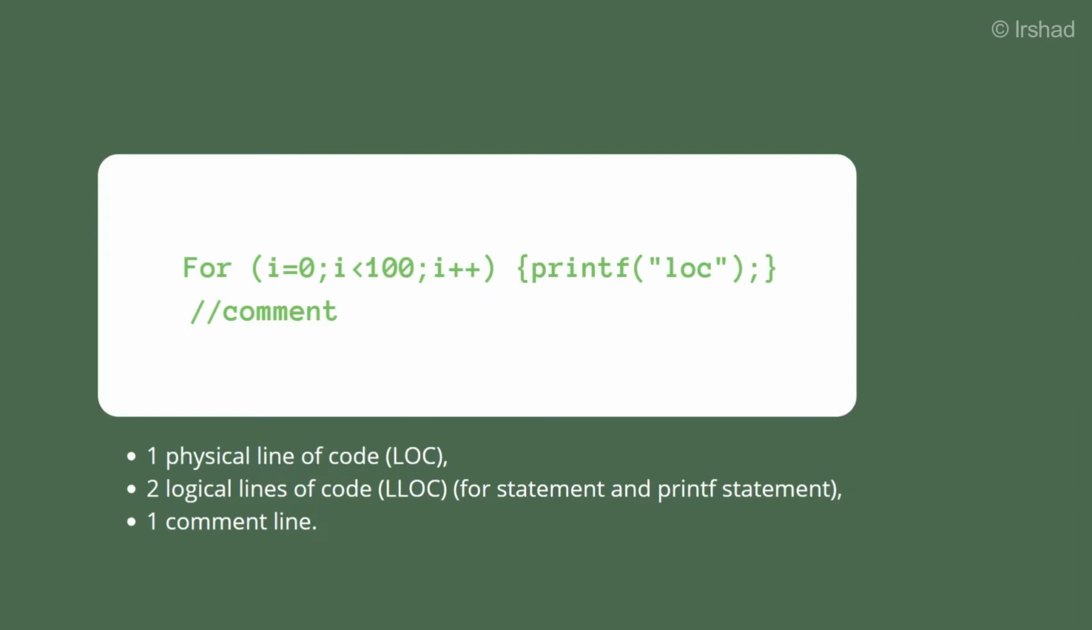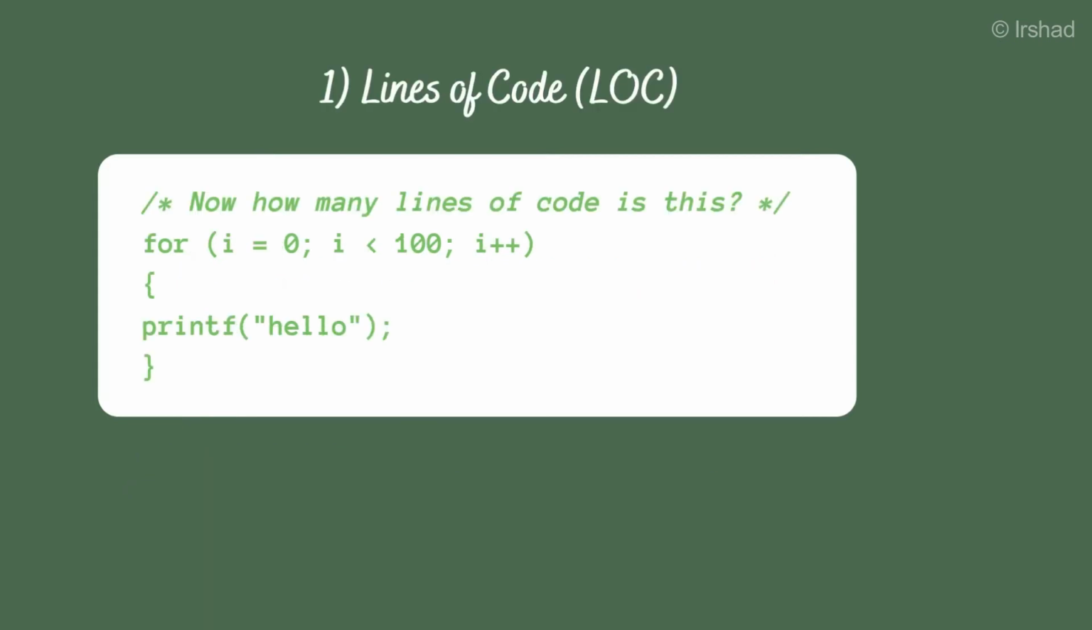So in general, while calculating the LOC, we mainly consider the logical lines. And now if we calculate the LOC in this program, it would be like this. You can see here, this is the comment, so this will not be included at all, and this is statement 1, this is statement 2, this is the open curly brace, and this is the close curly brace.